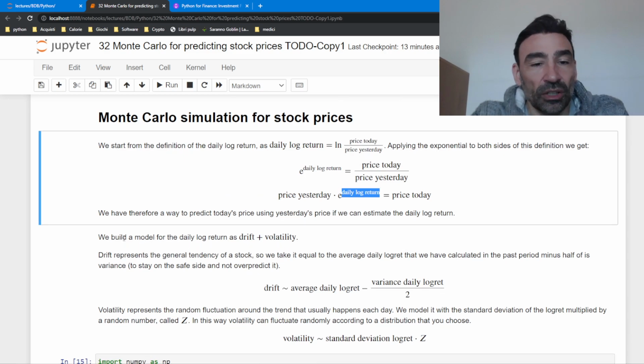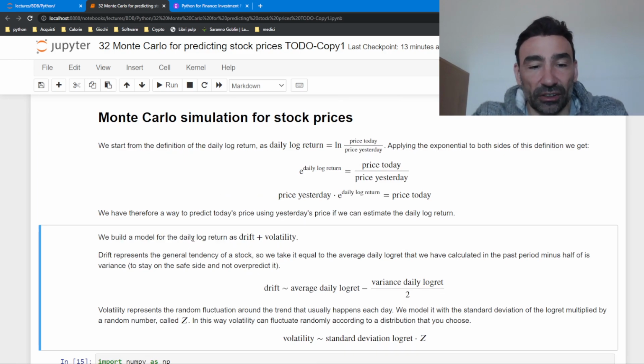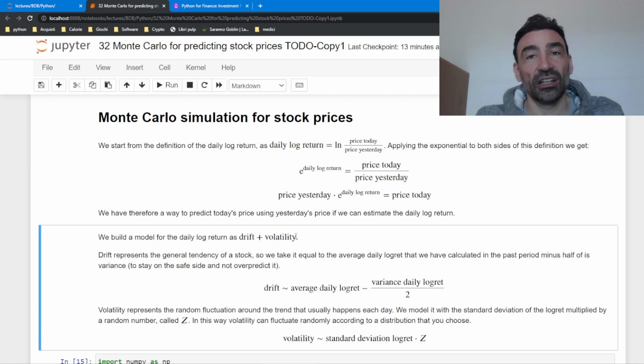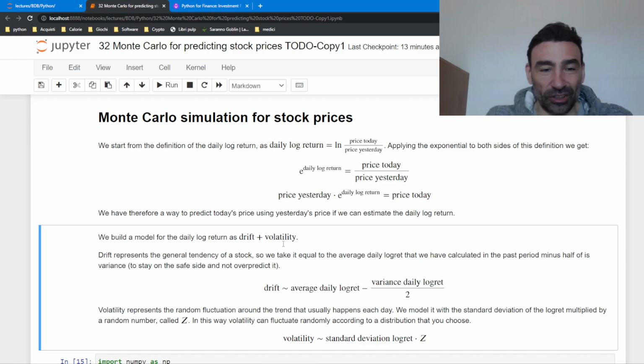So we build now a model for the daily log return, which, I repeat, we don't know because it's the daily log return of today, which is a drift plus volatility model. So we assume that there is a drift, which is a general trend, which usually for stock prices it's going up. It's very rare that a stock price has a general trend going down. So drift represents a general tendency.